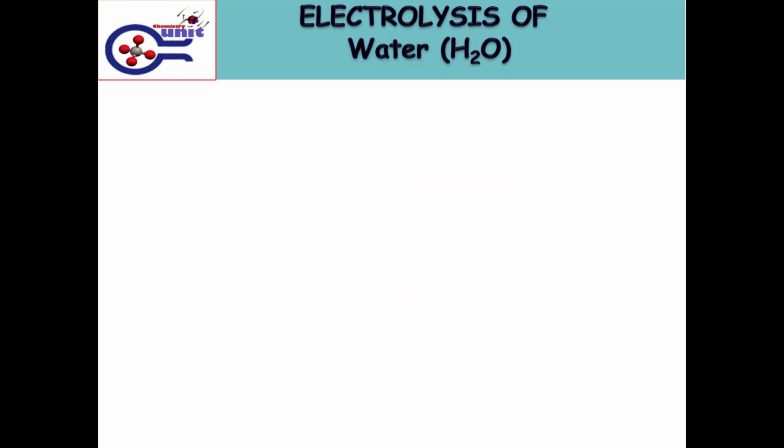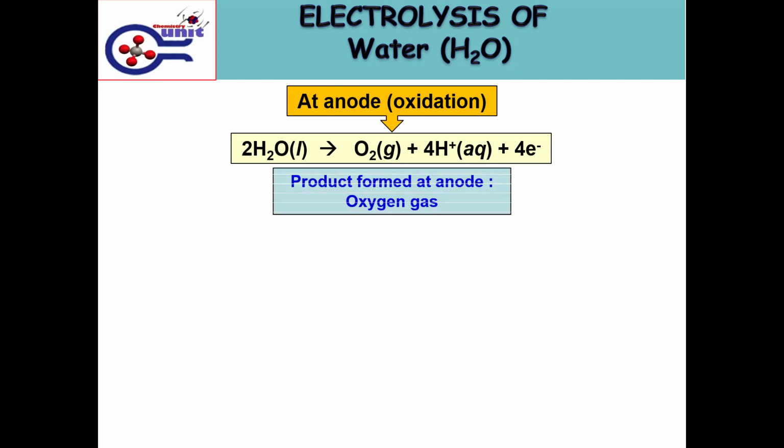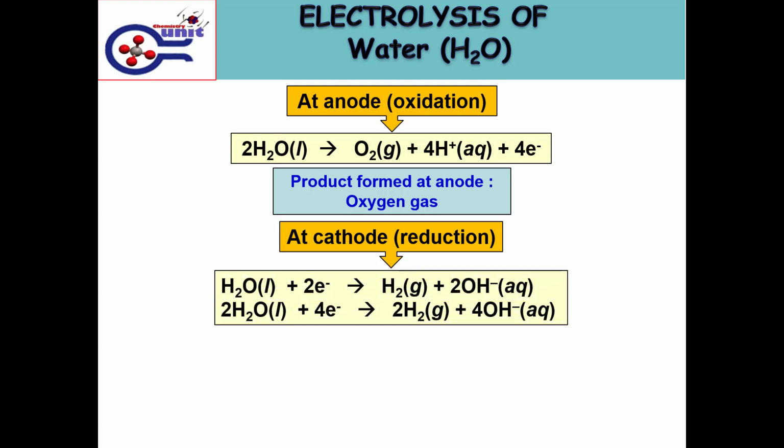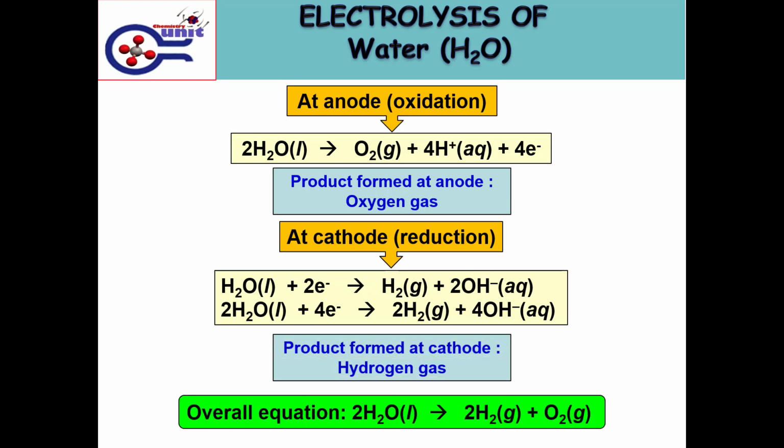Next, electrolysis of water. At the anode, water will oxidize and form oxygen gas, while at the cathode, water will reduce and produce hydrogen gas. The overall reaction of electrolysis of water is 2 moles of hydrogen gas and 1 mole of oxygen gas.